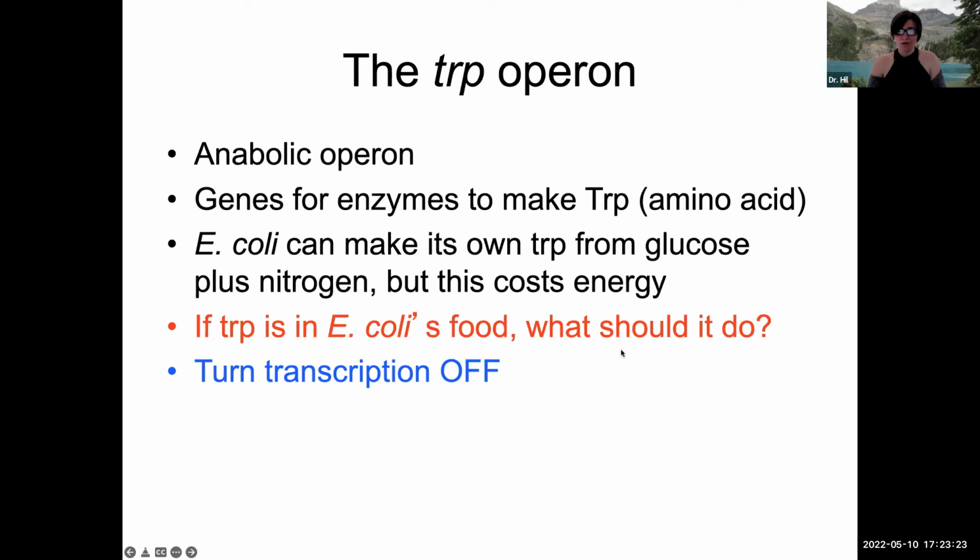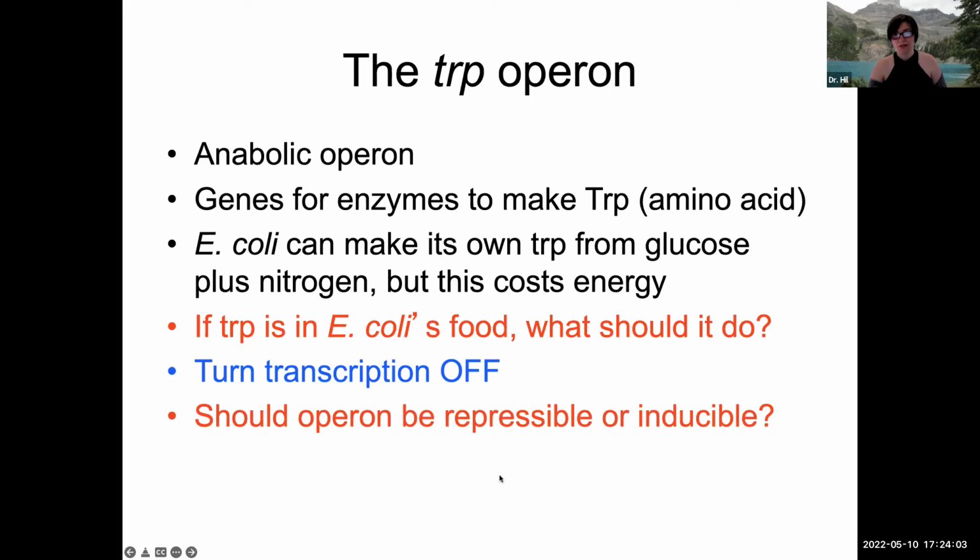Is this a repressible or inducible operon? Remember what the definition of these terms is. Repressible means usually transcribed, can be turned off by an environmental signal. And that's what's happening here. The default state is we're making these enzymes so they can make tryptophan. And then the environmental cue of high tryptophan would cause this to stop. This is repressible.